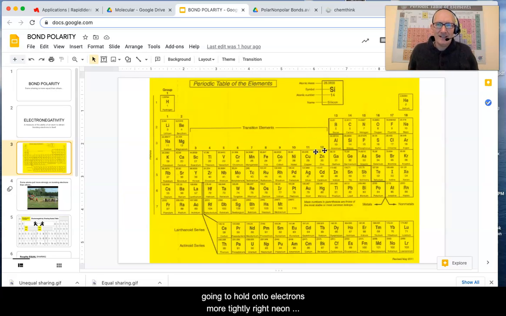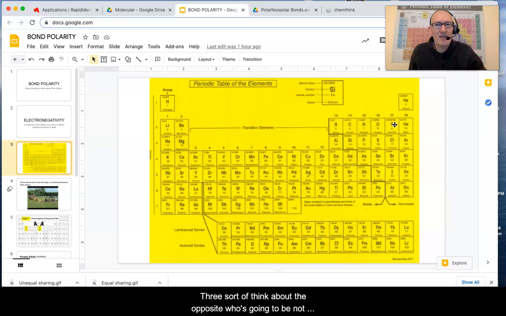All right, neon, because it's very, very small, right, and it has a relatively strong nucleus, is going to do a really good job of holding on to electrons. But all of these elements, the noble gases, are not so reactive, so we probably won't worry too much about the noble gases. So let's focus our attention over here on the halogens. Of the halogens, fluorine is going to have a relatively strong nucleus and be very, very small. So fluorine is going to be very good at attracting electrons to itself.